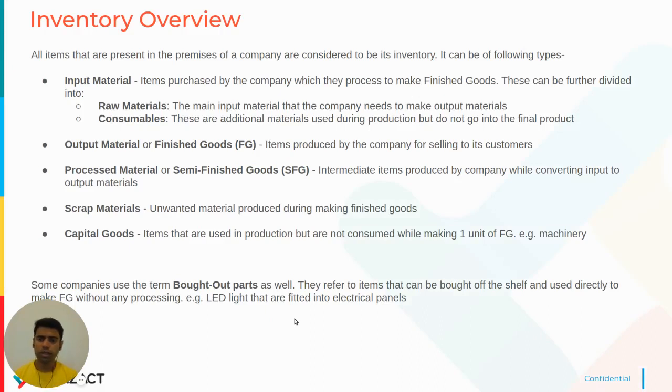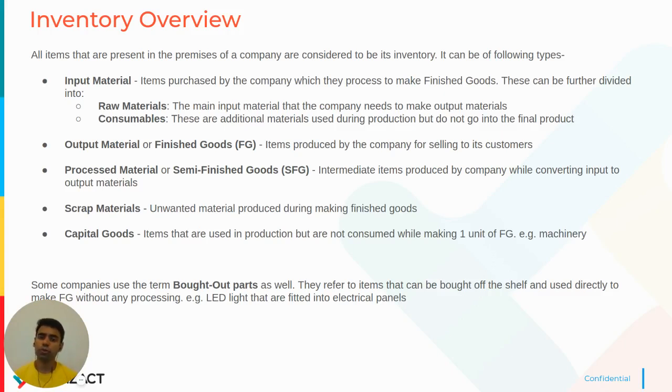So first of all, let us take a look at different types of items that are being used by companies. We'll take a manufacturing company as an example. The different types of materials are input material, output material, process material or semi-finished good, scrap material, and capital goods. The input materials are the items that are purchased by the company to make finished goods.